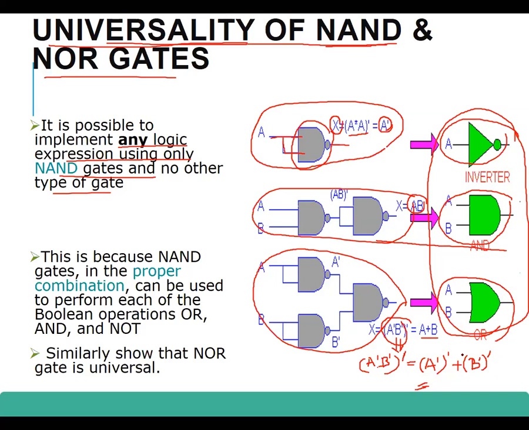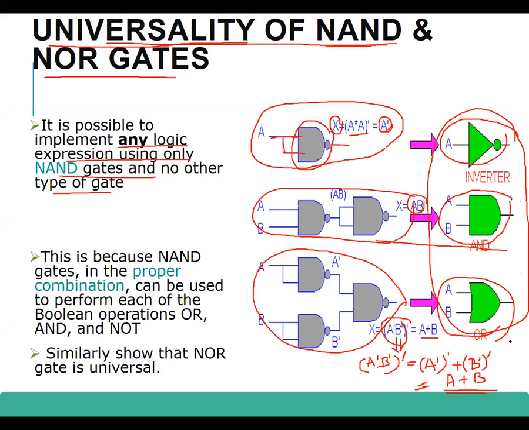So A'' equals A and B'' equals B. So this is the final solution you get. By having three NAND gates, we can represent OR gates also.